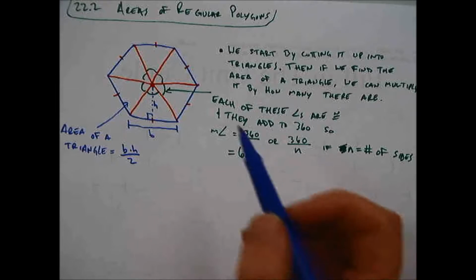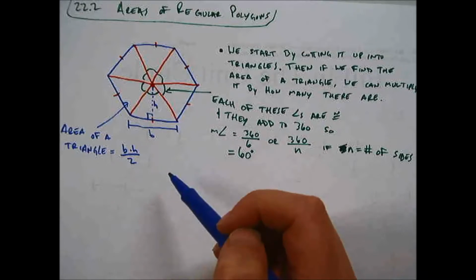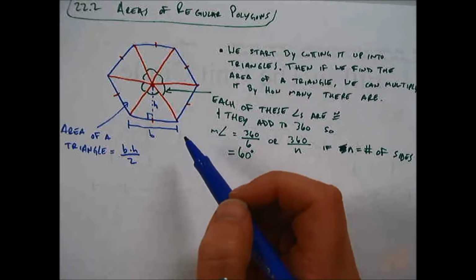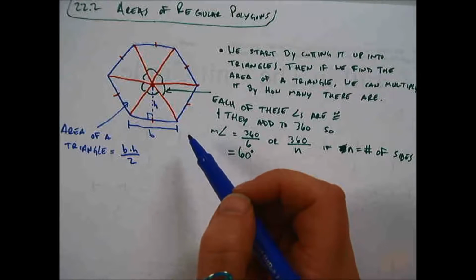Okay, so this example is going to be done with a hexagon. You could do this with any regular polygon, just adjust for the amount of sides that there are.